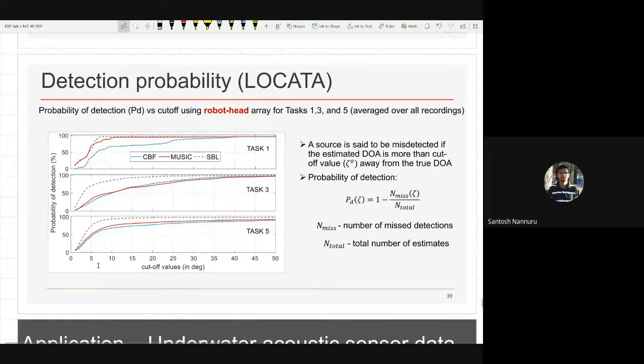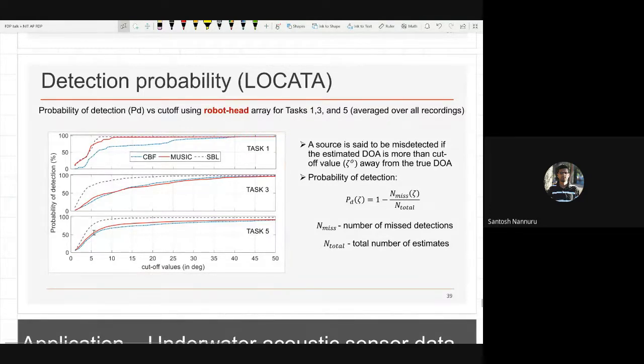So if I look at, let's say, task 5, okay, the dotted dashed line is SBL, red is MUSIC, and blue is CBF. If I look at a cutoff value of 5 degrees, what it says is that close to 50% of estimated angles are within 5 degrees for CBF and MUSIC. Whereas for SBL, it is crossing at between 70 and 80, let's say 75. So up to 75% of detections are within 5 degrees.